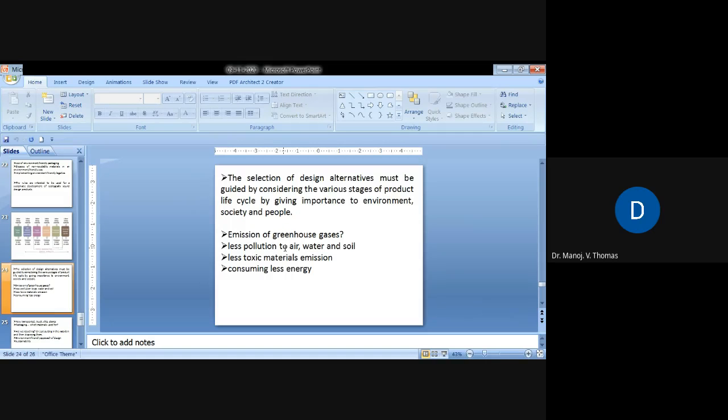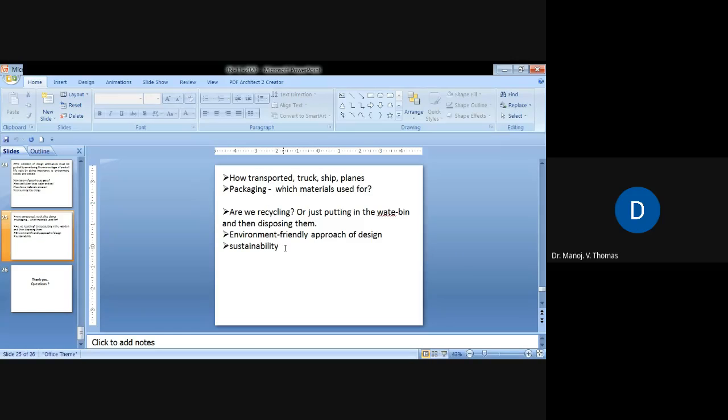The selection of design alternatives must be guided by considering the various stages of the product life cycle, giving importance to environment, society, and people. So we should consider emission of greenhouse gases, carbon dioxide, methane, carbon monoxide, less pollution to air, water, and soil, less toxic materials emission, consuming less energy. If your process consumes less energy, then in fact you are conserving energy. You are preserving the natural resources.